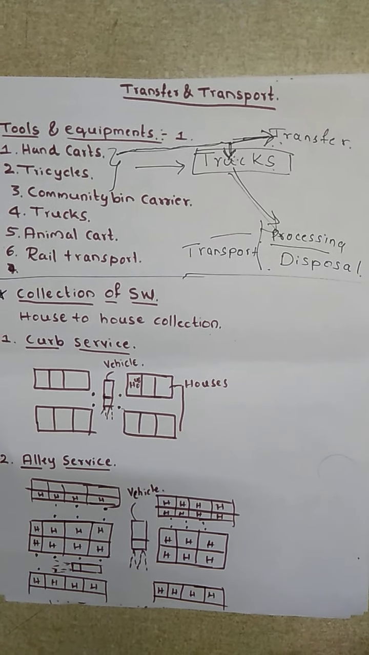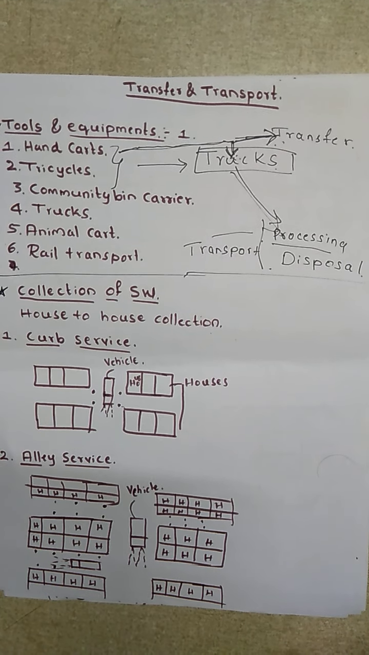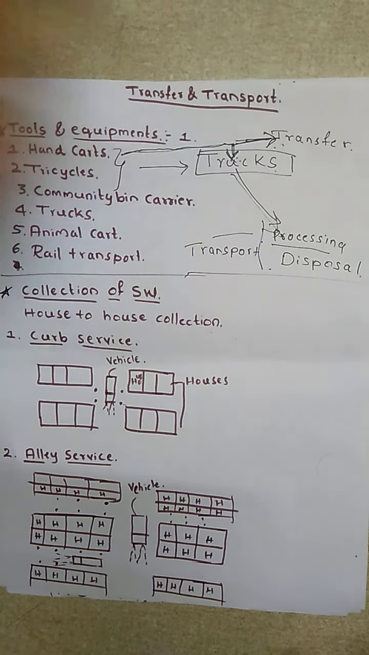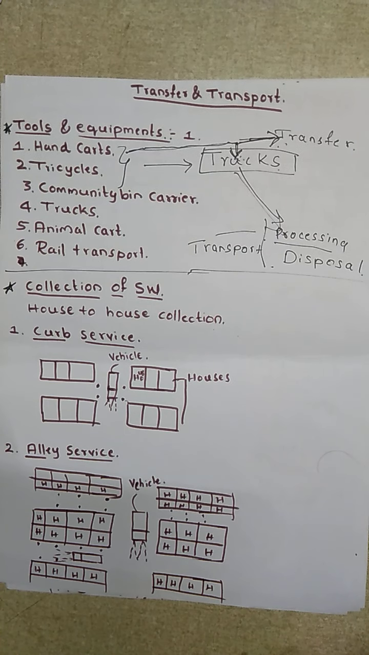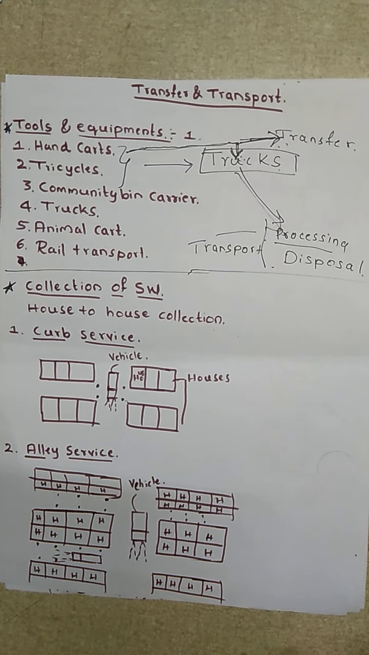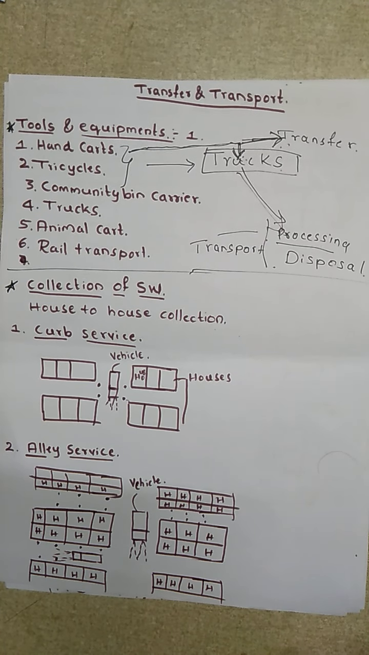And then the larger vehicle, when it is going to dispose or for the processing purpose, we call it a disposal. So this is regarding the transfer and transport. Now we will see what the different types of equipment are that we will be using for the collection of waste. I was telling that we are going to cover the collection of solid waste.